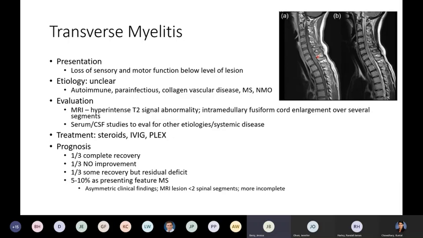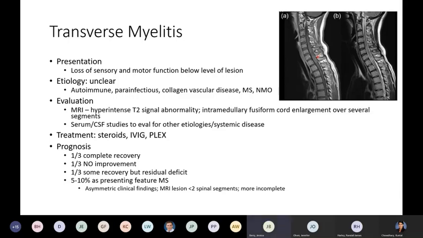On MRI, you're going to see a hyperintense T2 signal abnormality, and usually some degree of cord enlargement, or it looks kind of like a cord edema. So you can appreciate that in this image here, how the cord is enlarged. You see less CSF on either side of it.